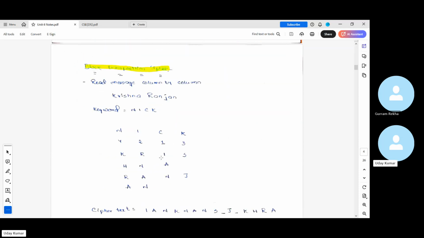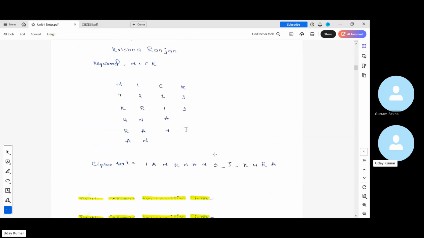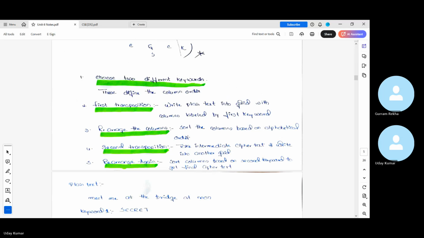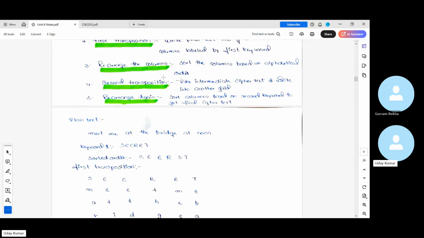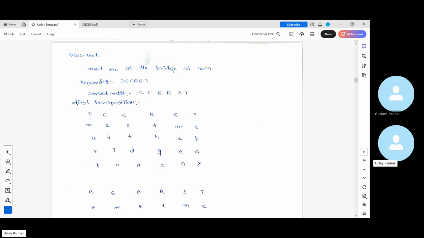Now, block transposition cipher. In your notes, you can directly go to the example. This is the explanation of the block transposition cipher. This is the example I made you write in the notes, students. So first, this is the plain text: meet me at the bridge at noon. The keyword is secret. First you sort it, students, in alphabetical order, that is lexicographical order. Once you sort it, right?